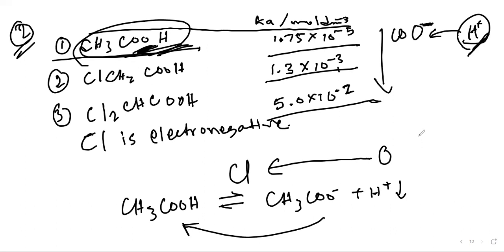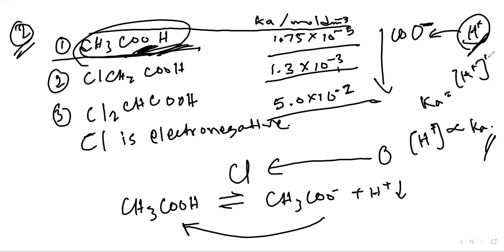That means we already know H plus is directly proportional to Ka. Now see one thing, this is Ka, not pKa. So Ka is directly proportional to H plus, as we know from the equation. Ka is equal to what? Concentration of H plus squared divided by the acid itself. So Ka is directly proportional to H plus. That means if the concentration of H plus decreases, the Ka value decreases.